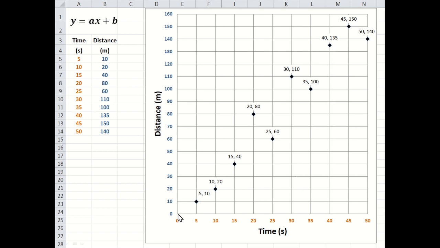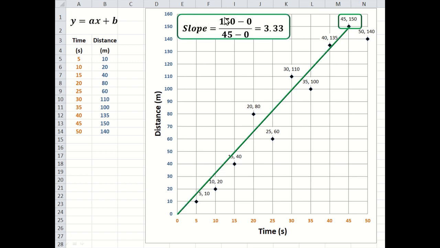In this example here, we kind of expect that in no time it should go no distance. So we do expect that it's going to go through the origin. So I've got that data point up there, and that seems like it's kind of about right. So I could find the line that goes through there, and I can find the slope of that. The slope is y2 minus y1 over x2 minus x1, or the change in y over the change in x. So it rose 150, it ran 45, and that would say that 3.33 would be the slope of that line, or distance over time, how fast that car was traveling.